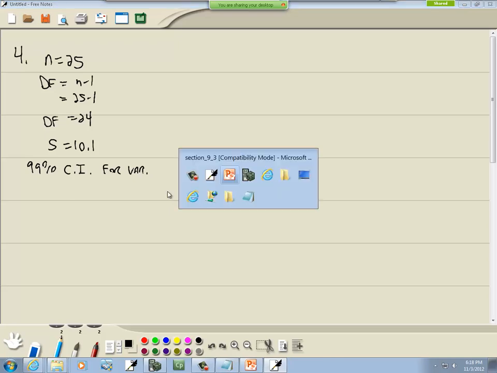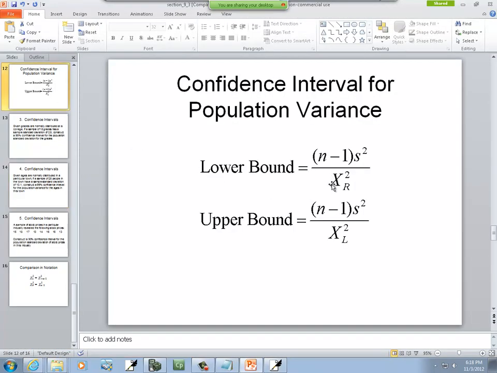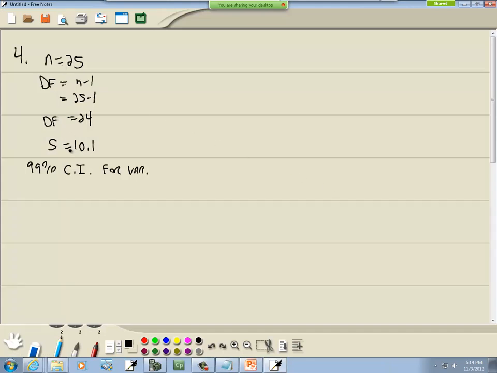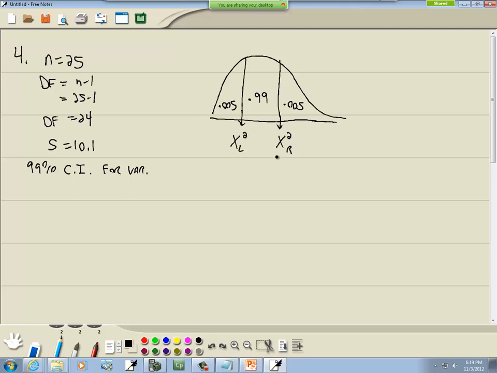So for the variance, this is the formula we're going to be using this time. We need our same 4 things: n, s, and our right chi-square and left chi-square. We have n, we have s, so let's find our chi-squares. It's a 99%, so we're going to put 99% in the middle. Means we're going to split 1% in our tails, so this is going to be 0.005 and 0.005 here. This is on the right side, so it's our right chi-square, and this is on our left, so that's our left chi-square.